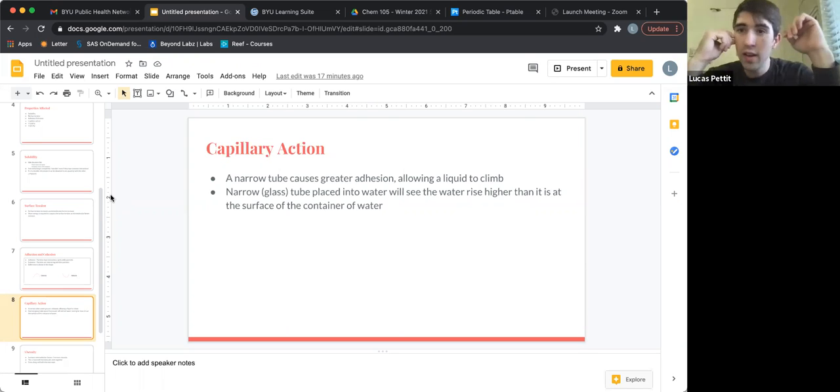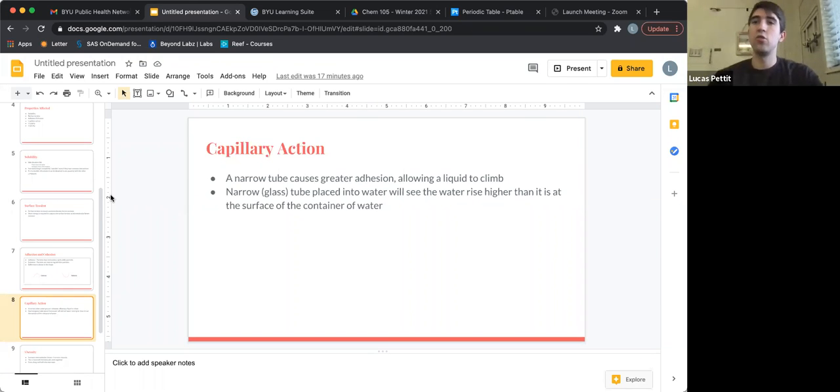So it's kind of weird. You'd probably see it go up, depending on how far you dipped it, obviously, anywhere from a centimeter to an inch up the tube, above where the water level in the liquid measuring cup ends. And the reason it does this is because of adhesion.